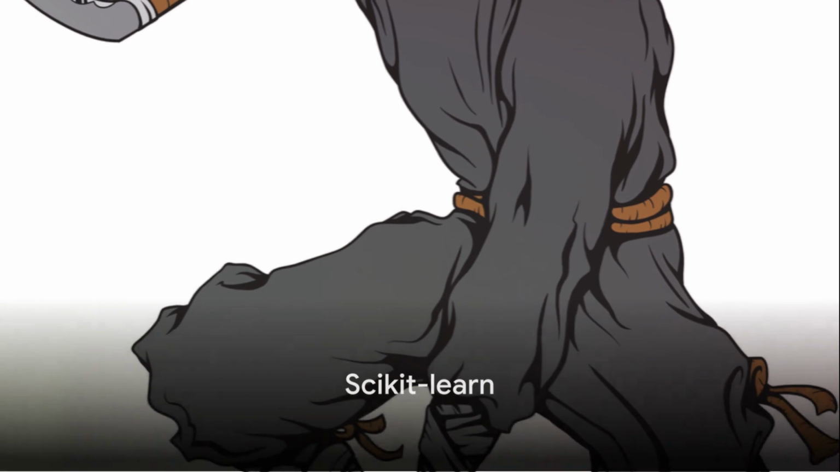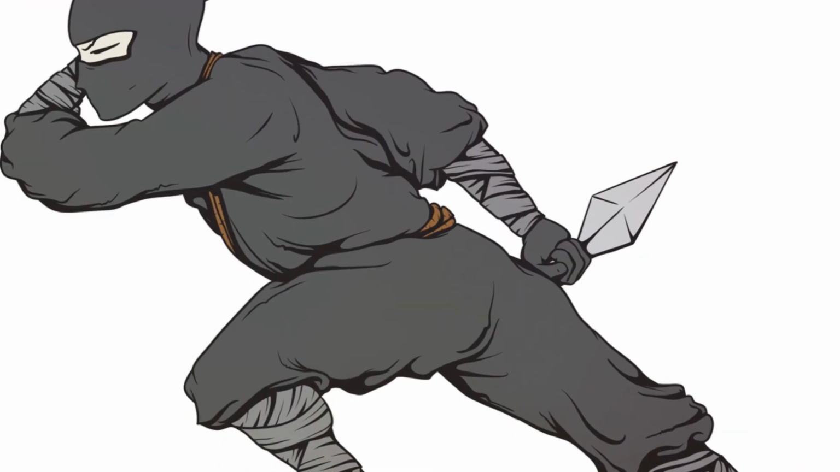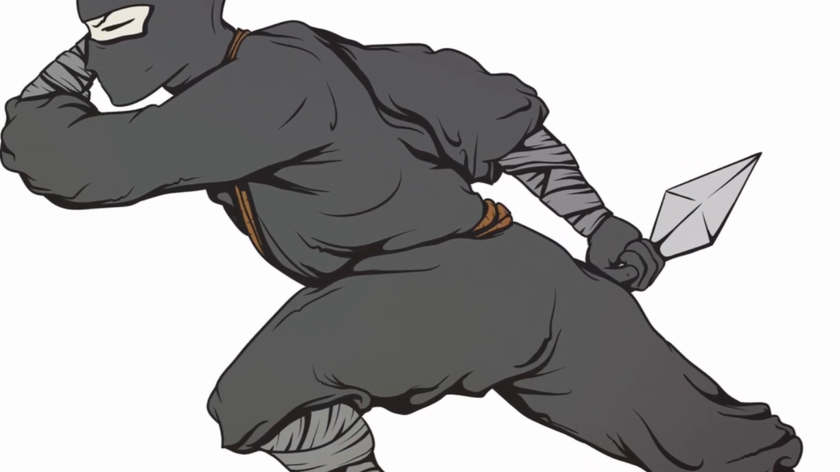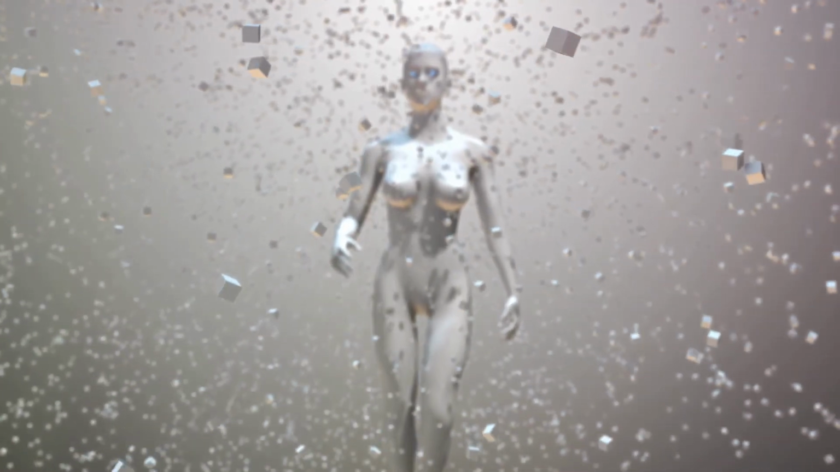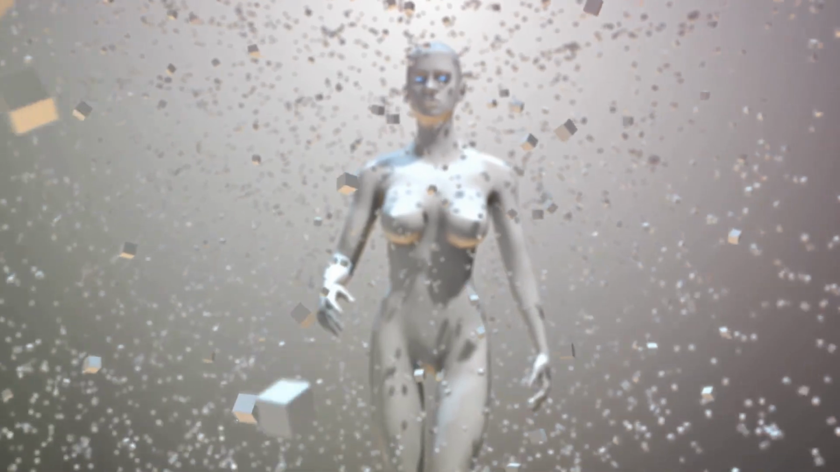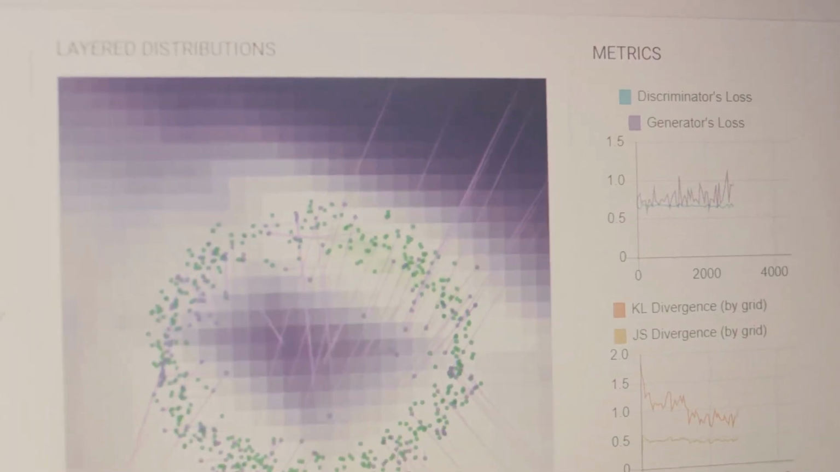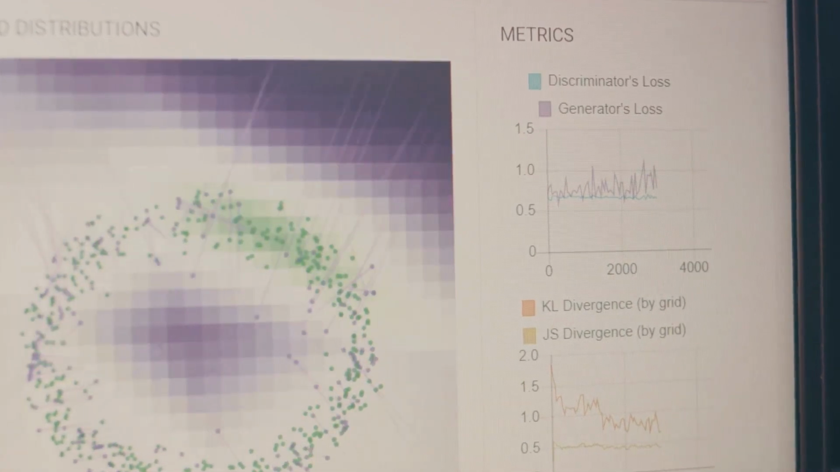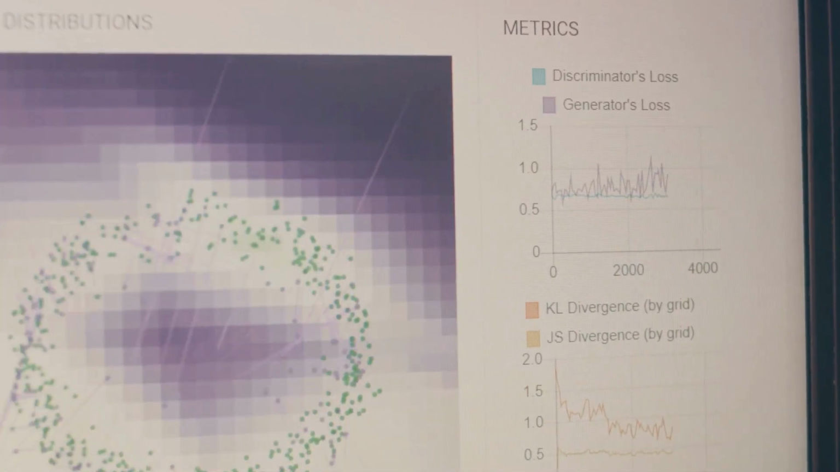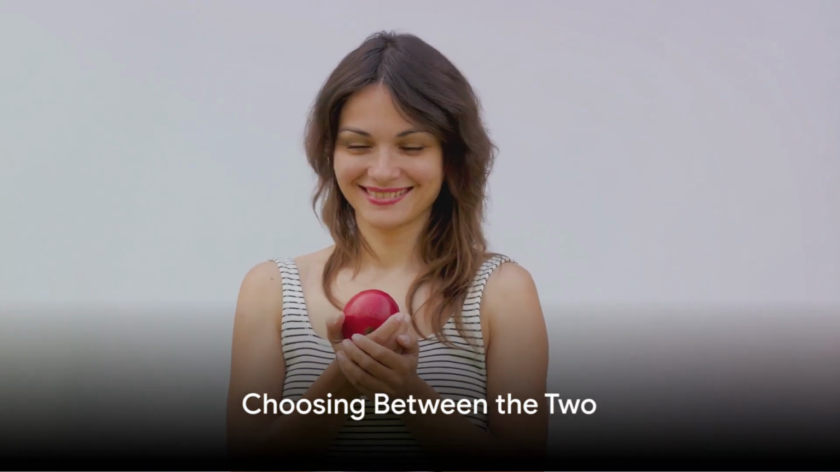But what about Scikit-learn? Well, it's more like a swift ninja, agile and robust, ready to tackle any machine learning problem thrown its way. It's an all-in-one package, providing simple and efficient tools for data mining and data analysis. With Scikit-learn, you can build predictive models using a variety of machine learning algorithms, from simple linear regression to complex neural networks.